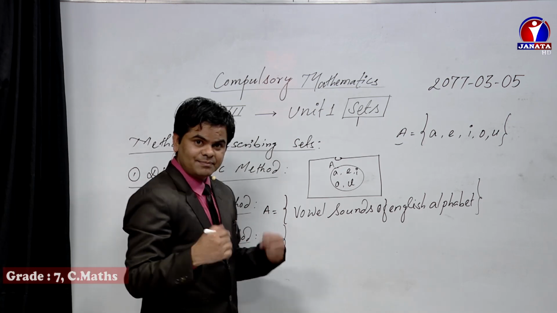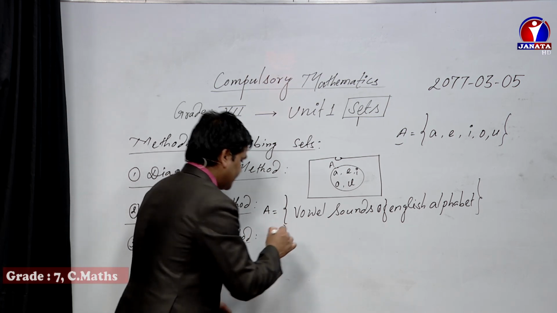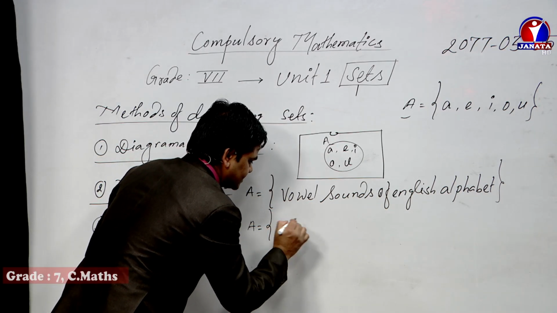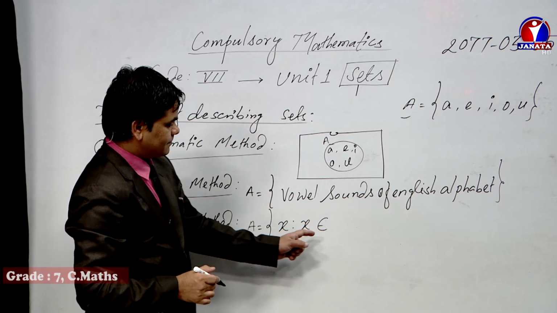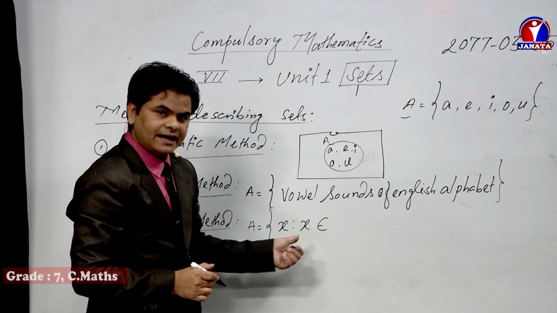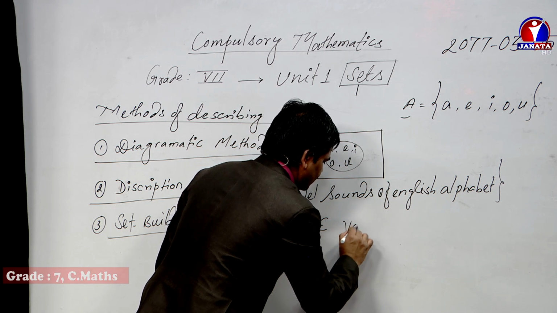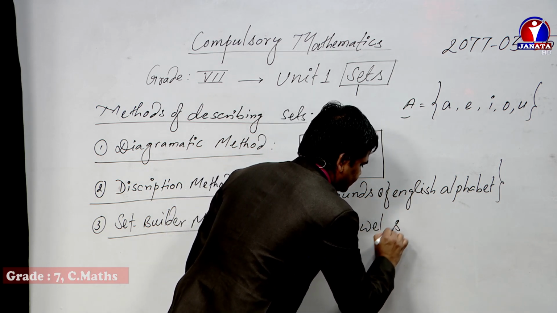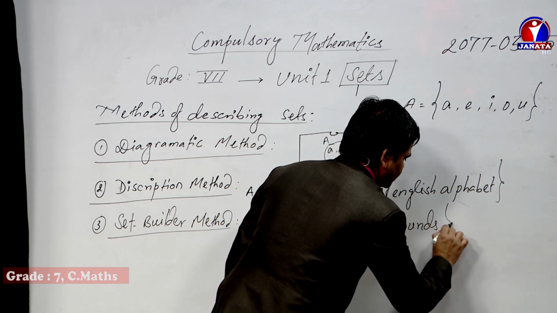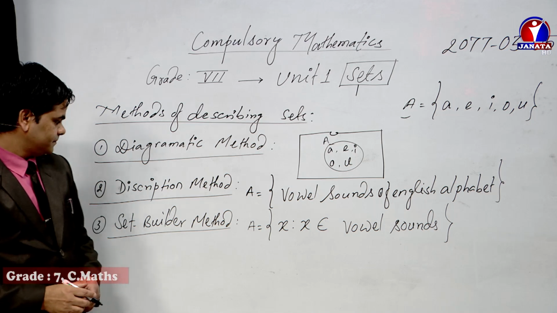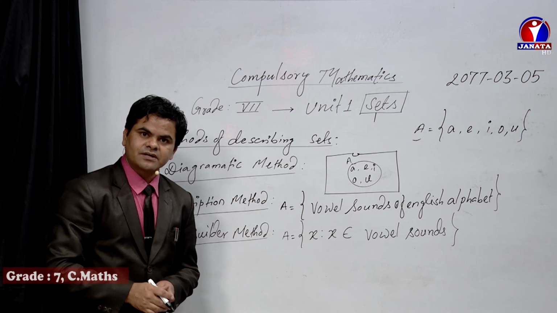You can use any variable, maybe x, y, z, or another variable. x such that x belongs to, this is the belongs to sign. You can write this sign in words as well. Then we write x belongs to vowel sounds of the English alphabet. You can mention that here, or just keep up to vowel sound. This is the way of representing the set information by using the set builder method.